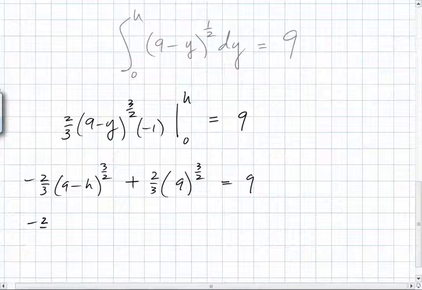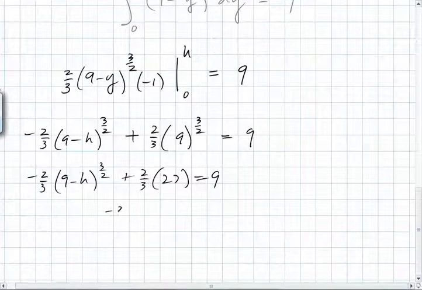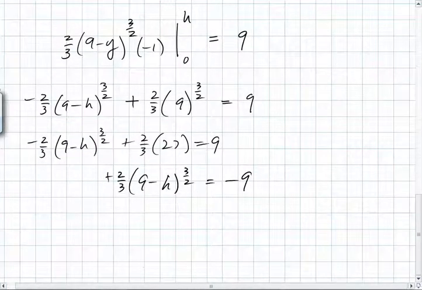So what is 9 to the 3 halves? 27. So you have negative 2/3 times (9 minus h) to the 3 halves plus 2/3 of 27 equals 9. 18. So you have negative 2/3 of (9 minus h) to the 3 halves equals negative 9. So then you make both sides positive, multiply by 3/2, and you end up with (9 minus h) to the 3 halves is equal to what?